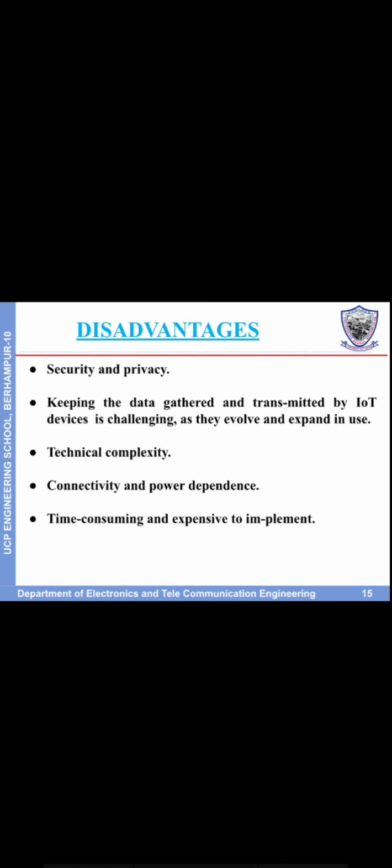Advantages: ability to access location from anywhere at any time on any device, prevents vehicle theft, improved communication between connected electronic devices, improved situational awareness, tracking behavior for real-time marketing. Disadvantages: security and privacy. Keeping the data gathered and transmitted by IoT devices secure is challenging as they develop and expand in use. Technical complexity, connectivity and power dependence, time consuming and expensive to implement.